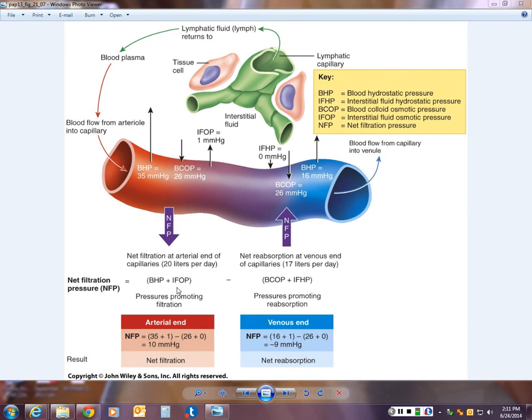Now, at the arterial end of a capillary, the pressures will be slightly different than they are at the venous end. So let's consider the arterial end first. At the arterial end, our blood hydrostatic pressure will be roughly 35 millimeters of mercury. Our interstitial fluid osmotic pressure is 1. And we subtract from that 26 plus 0, because blood colloid osmotic pressure is 26 and our interstitial fluid hydrostatic pressure is 0. And we'll get plus 10 millimeters of mercury. This positive 10 millimeters of mercury is the force driving filtration at this arterial end.